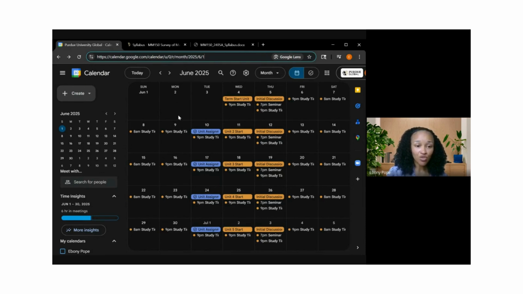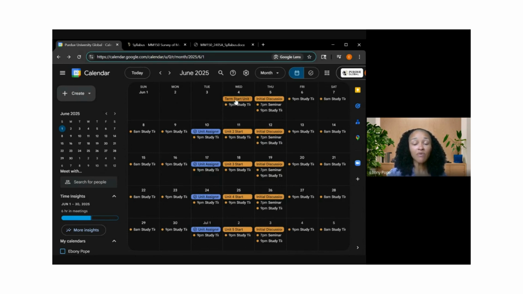So I'm going to move over to this sample calendar that I created. There are different ways to do a calendar, whether you're using a calendar app, a physical calendar, or something like this Gmail calendar that you also have access to through your PG email. There are many different ways that you can create a schedule for yourself for studying, which is what we're going to talk about here. And this, again, is just an example.